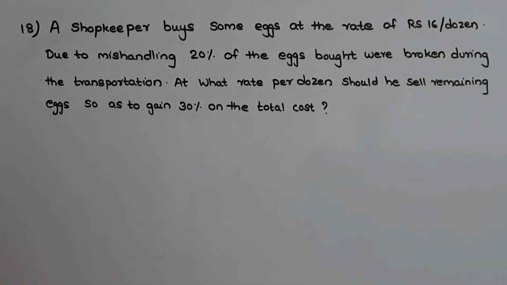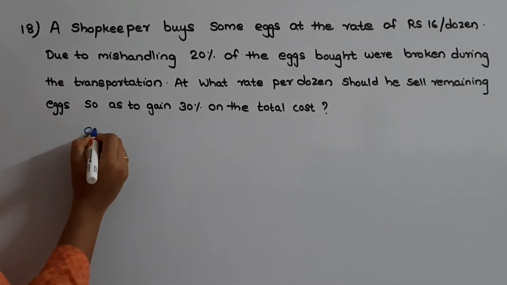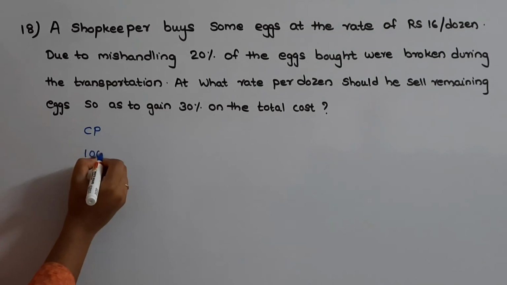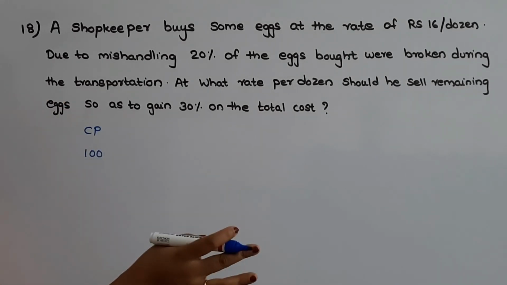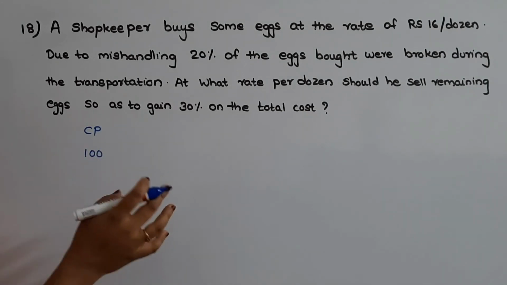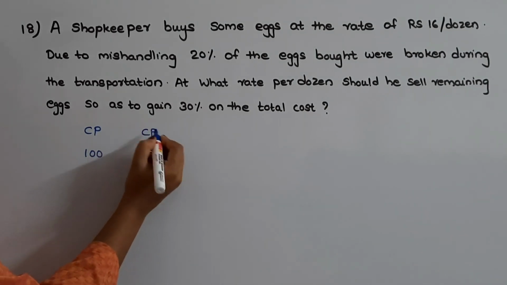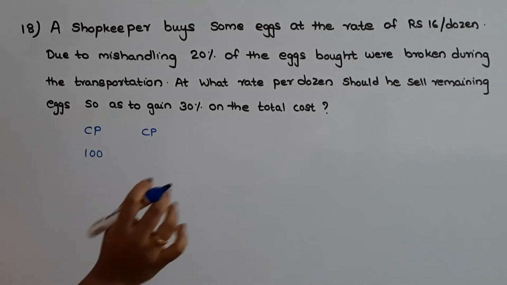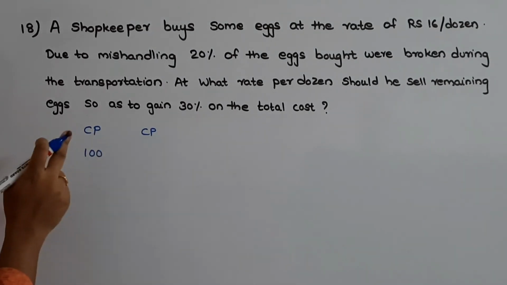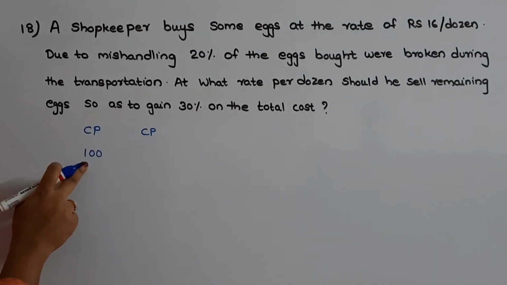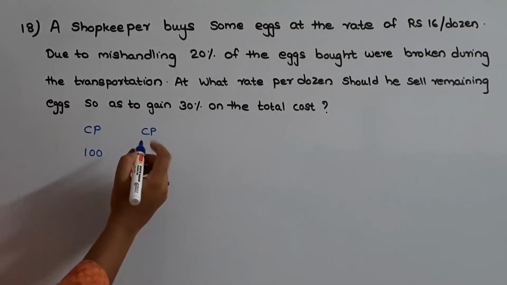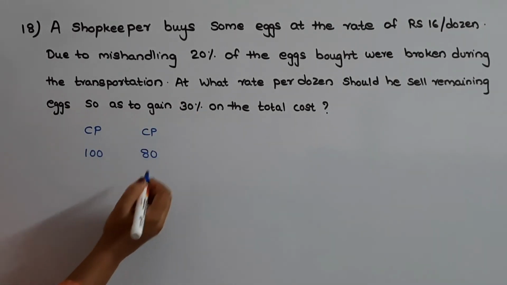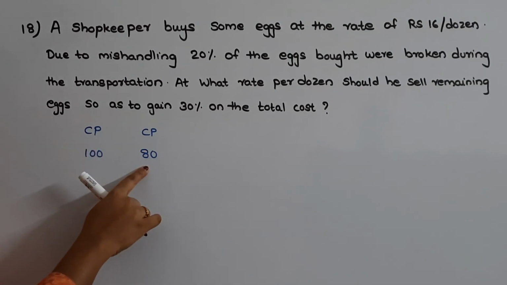So let us consider the cost price of the total eggs as 100. 20% of the eggs were broken due to mishandling, which means we need to consider the cost price of 80% of the eggs only. If the cost price of the total eggs is 100, then the cost price of 80% of the eggs will be 80. So we need to consider the cost price as 80.